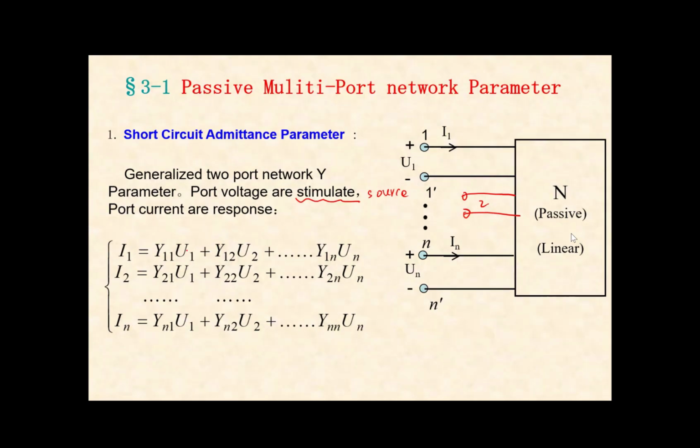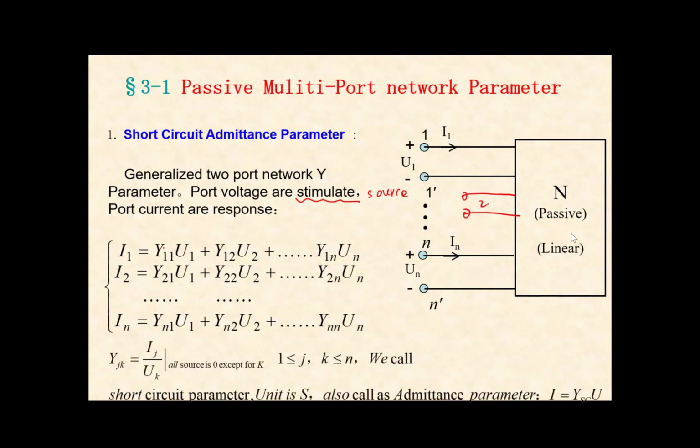I1, I2 to IN, U1, U2 to UN. So for every Y11, Y21, Y2N, YN1, how to find this Y parameter? This Y parameter will be for a total of N ports, so that will be N multiplied by N.